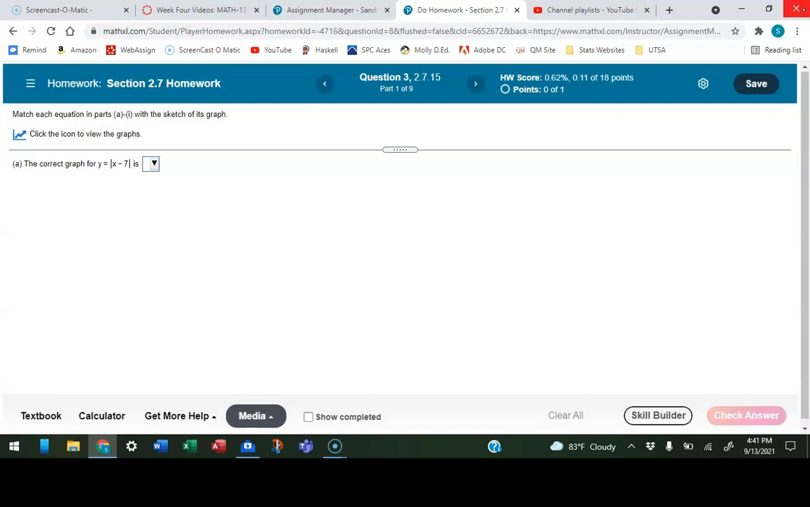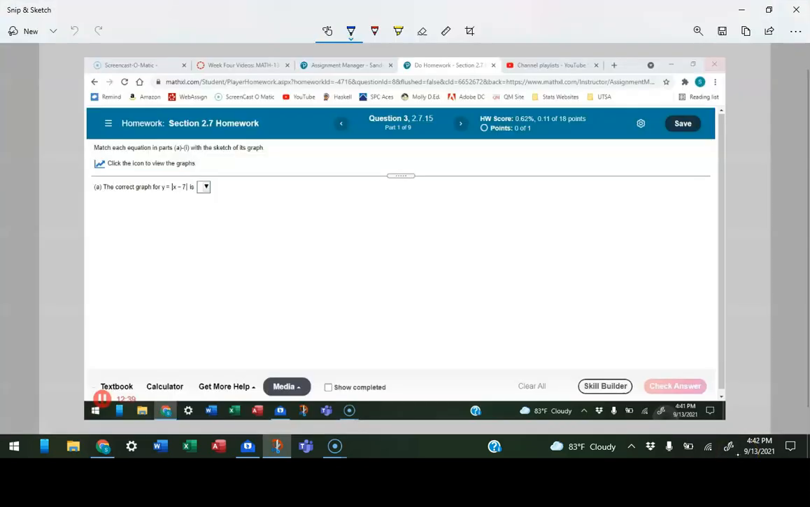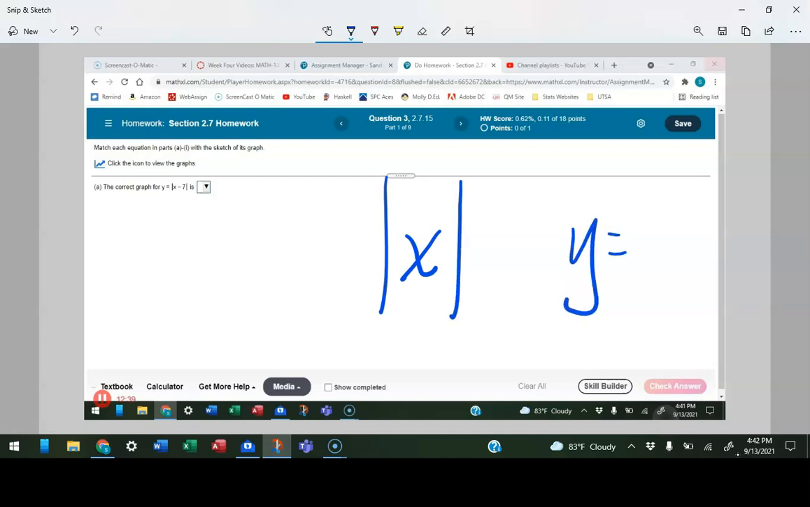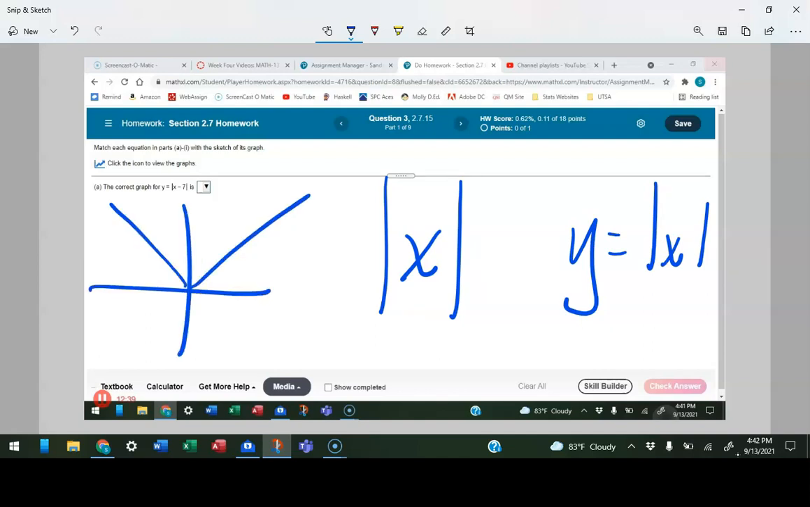On this one, it's going to be the same thing. Let me just talk about your parent function for a second. What is your parent function? Where's your variable? My variable is inside of brackets. What kind of brackets? Absolute value. So your parent function is y equals the absolute value of x, which looks like a v.